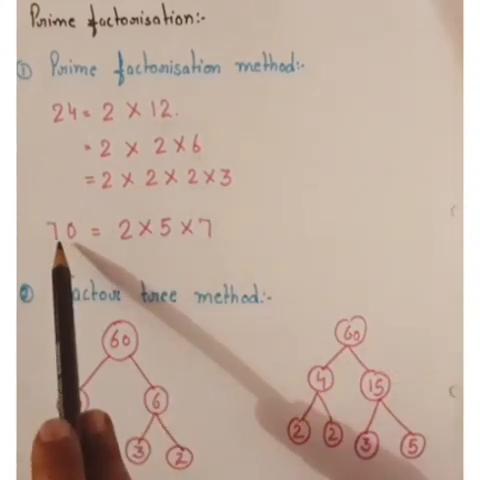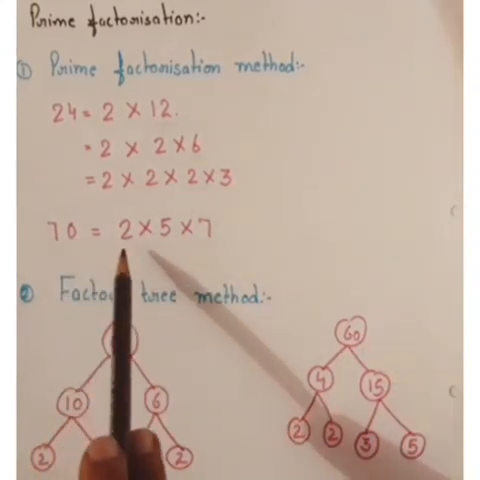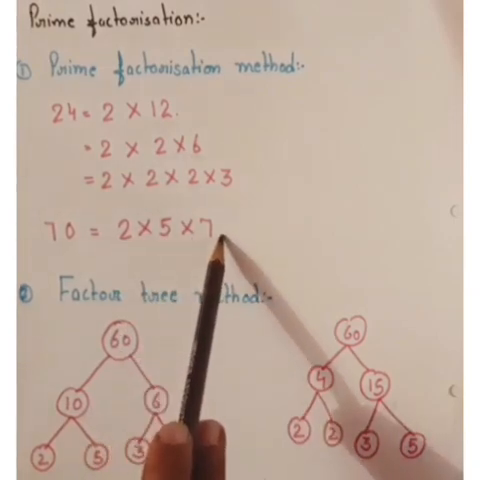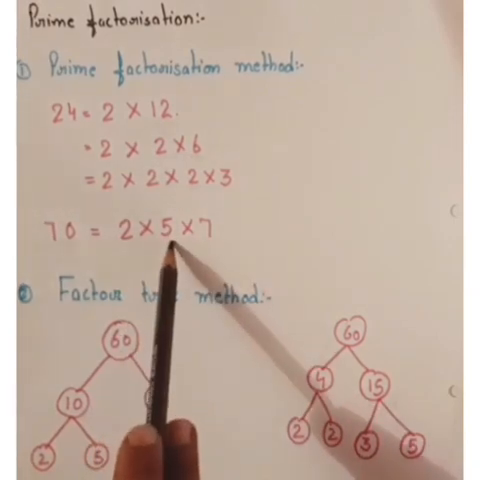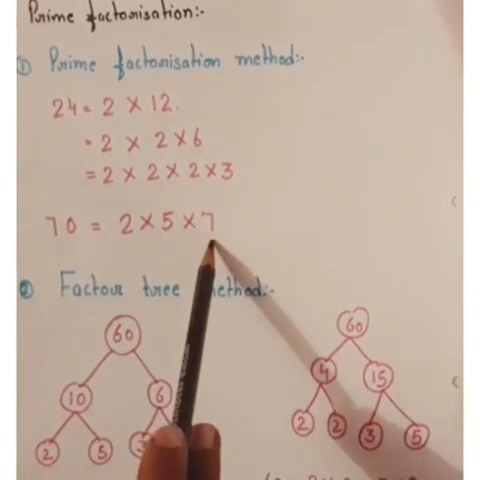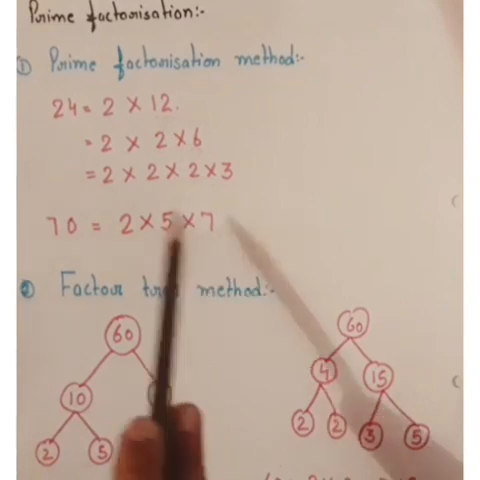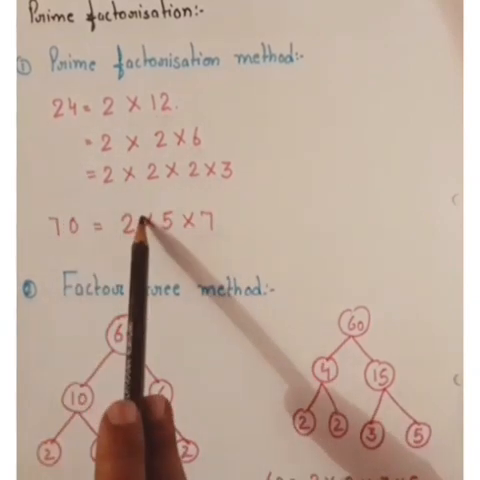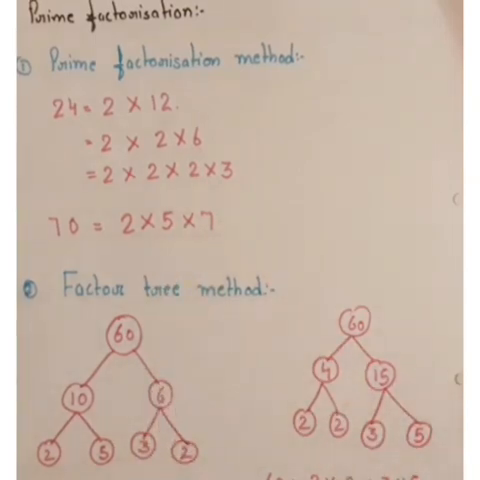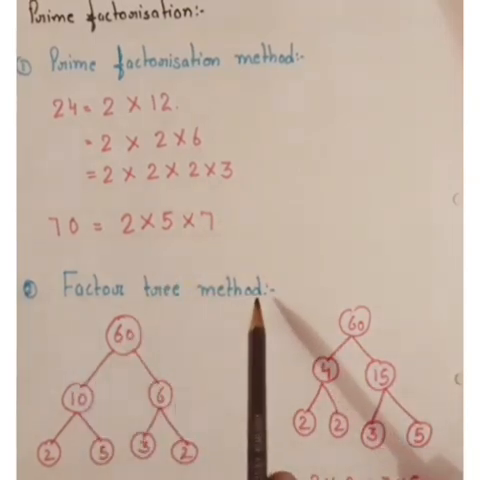Second example is your 70 and the prime factorization of 70 is 2 into 5 into 7. 2 5s are 10 and 10 sevens are 70. Very good. So this is the prime factorization method in which you write a composite number as a product of prime numbers. Okay. Next method is your factor tree method.